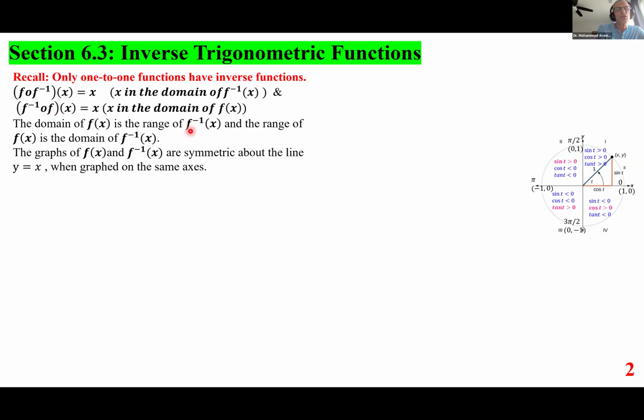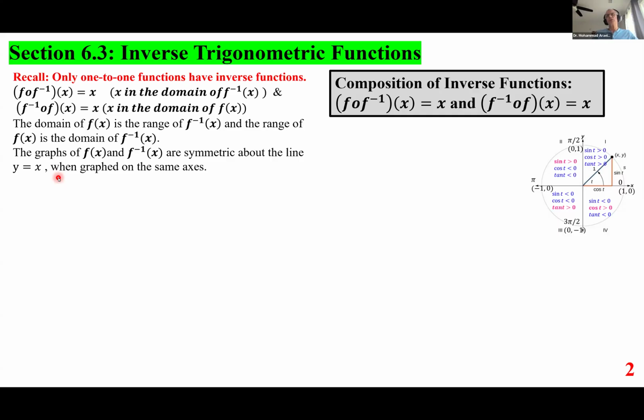The domain of f of x is the range of f inverse, and the range of f of x is the domain of f inverse. In other words, domain of one becomes the range of the other. The graph of f of x and f inverse are symmetric with respect to the line y equals x when graphed on the same axis, because x becomes y, y becomes x. That's a general statement. Now, composition of inverse functions says f of f inverse is always x as long as it's in the proper domain. In this case, the domain of f inverse. In this case, the domain of f.